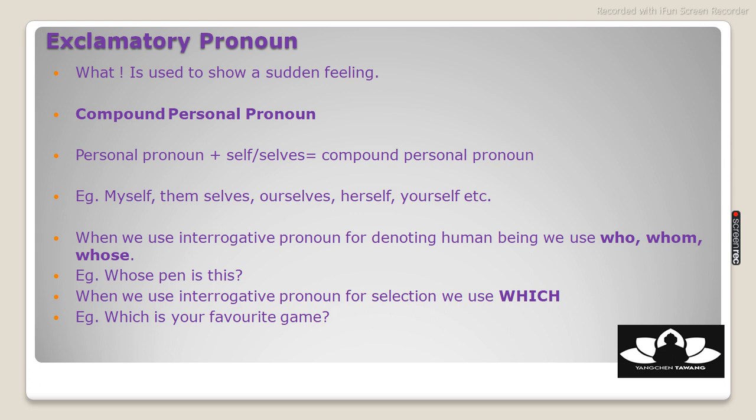So when we use an interrogative pronoun for denoting a human being, we use who, whom, whose. Suppose a pen is there and we need to know whose pen this is. So what do we ask? Whose. That is, if we want to denote something relating to a human being, then we use who, whom and whose.